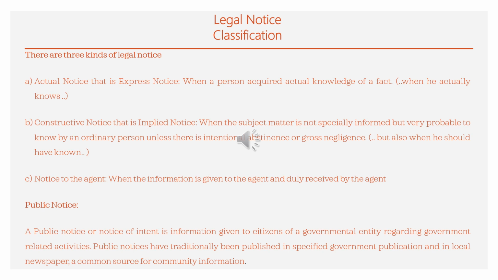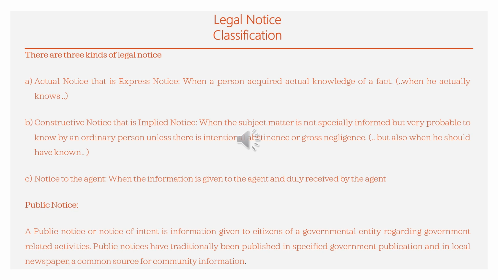Next, there is another kind of legal notice, that is public notice. It is important to provide information to the public regarding certain types of legal proceedings or government related activities. A public notice or notice of intent is information given to citizens of a governmental entity regarding government related activities. Public notices have traditionally been published in specified government publications and in local newspapers, a common source for community information.